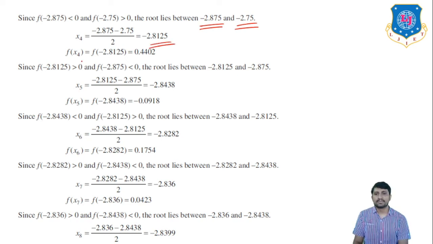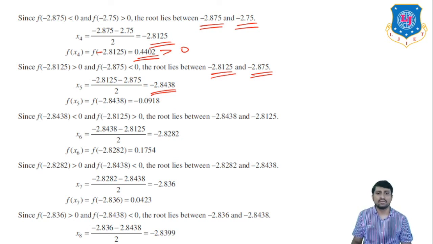So f of x4, that is f of minus 2.8125, is positive, and the previous f of minus 2.875 is negative. So again your root lies between minus 2.8125 and minus 2.875. So the final answer is minus 2.8438 here for x5.